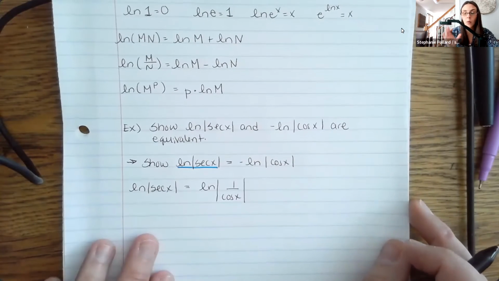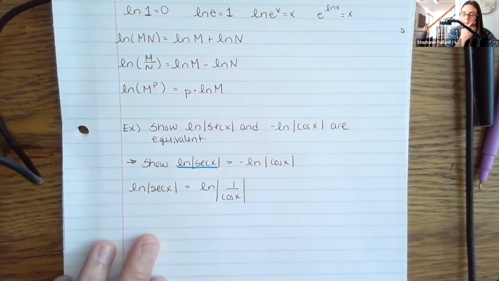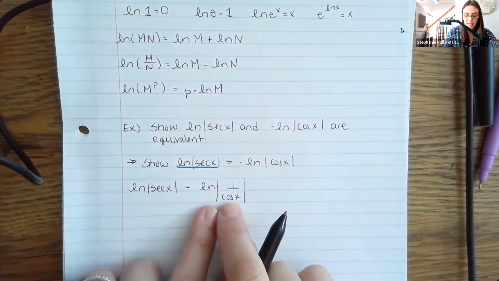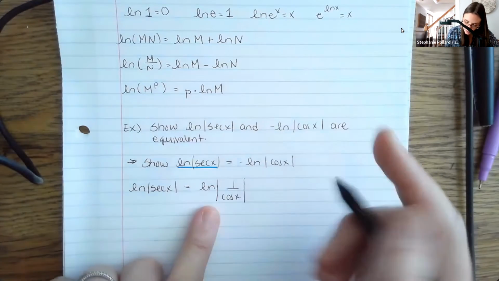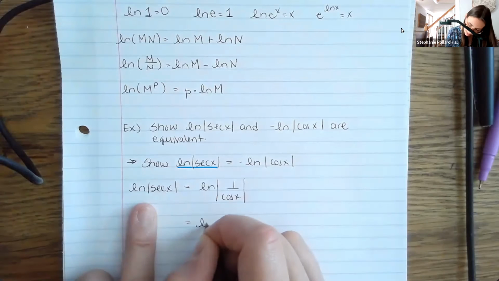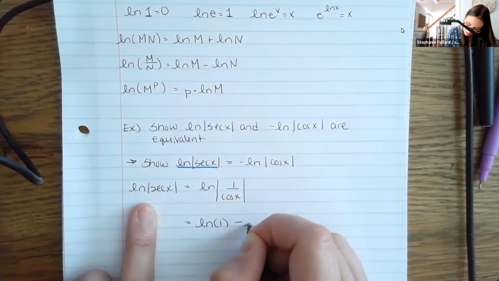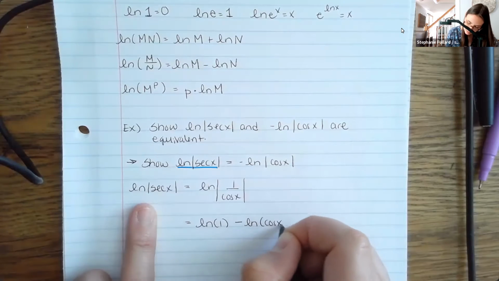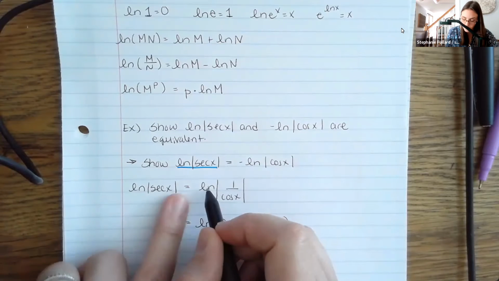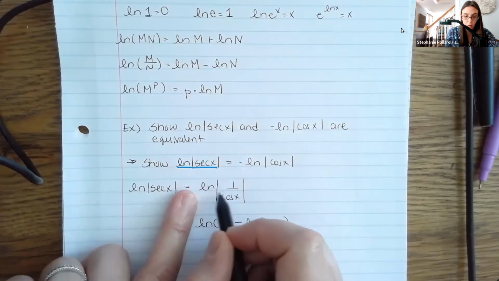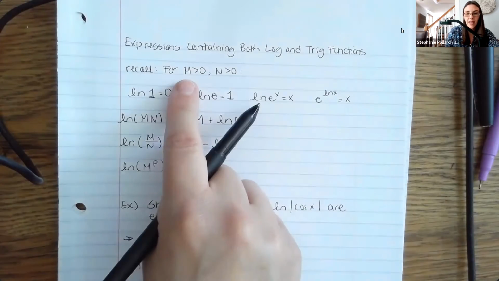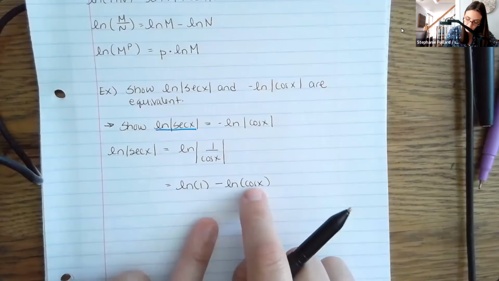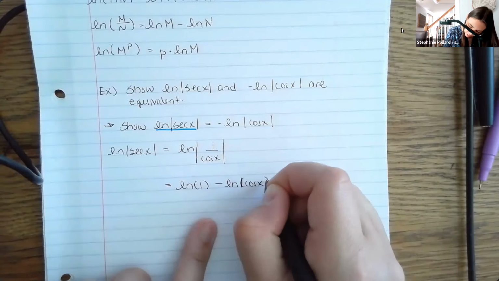Now, again, there's more than one way to do this. I can think of a couple in my head right now, but one way is to recognize that when we are dividing with logs, we can rewrite it as subtraction. So I can rewrite this as the natural log of 1 minus the natural log of cosine x. One thing I will note is, remember, for the log rules to work, your m and n have to be positive, and our trig functions aren't always positive. So this is going to actually stay in an absolute value instead.